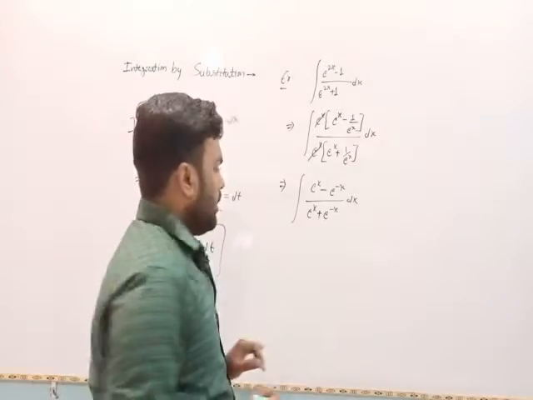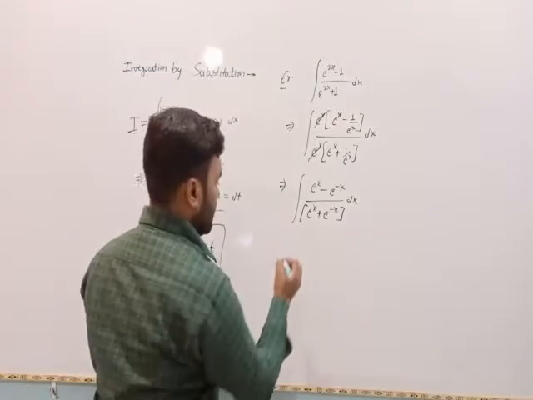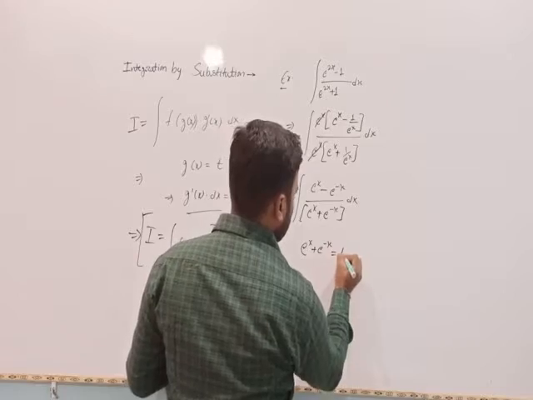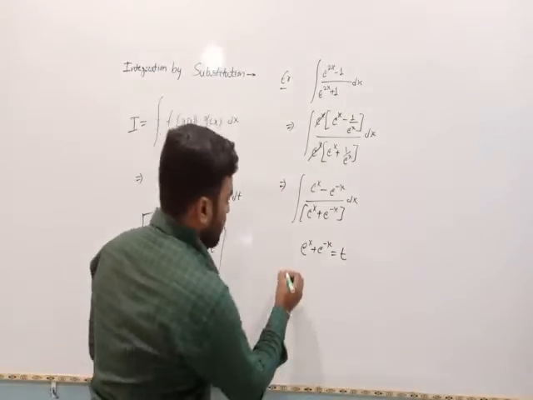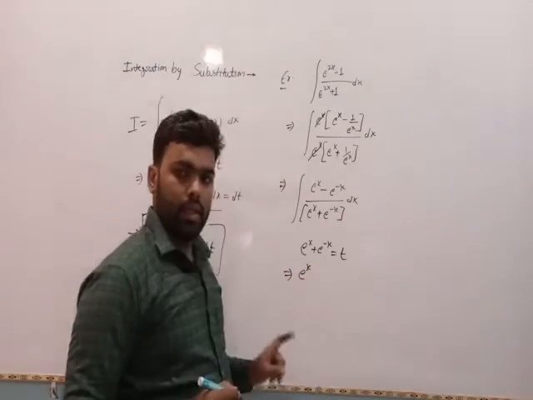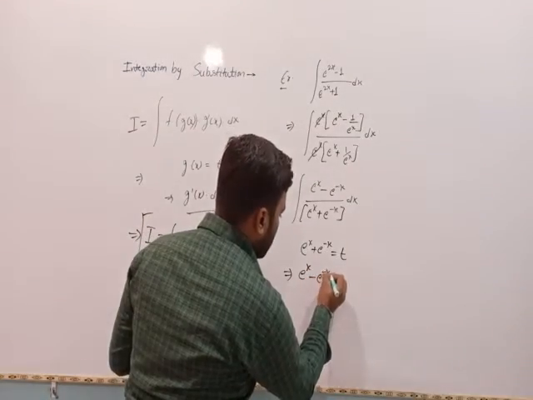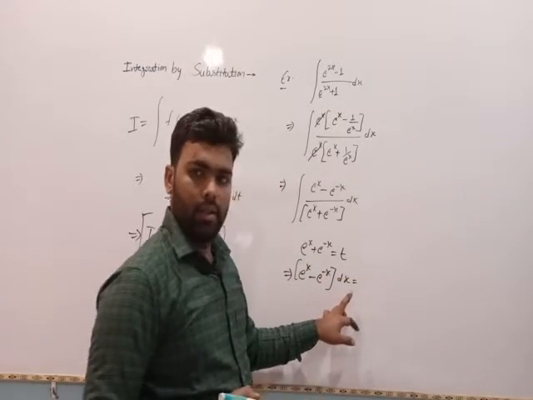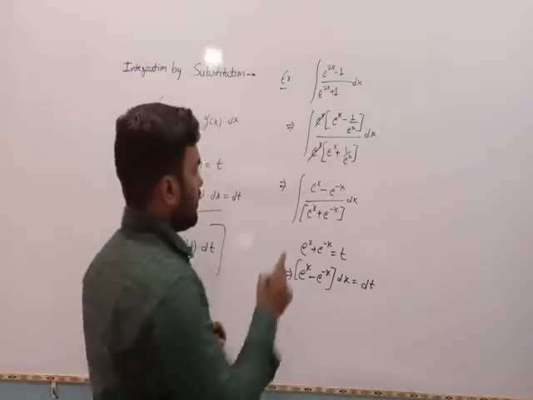Now if we take this thing equal to t, then what will happen? Let us see. If we take e to the power x plus e to the power minus x equal to t, and differentiate, then e to the power x differentiates to e to the power x, and e to the power minus x will become minus e to the power minus x, into dx, equal to dt. Now we can replace our integral.